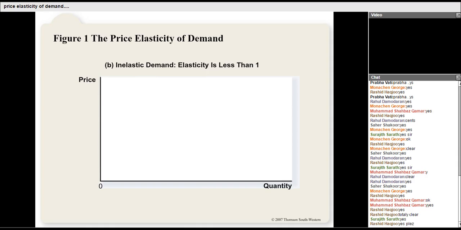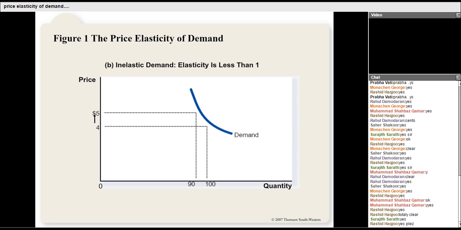See, the price elasticity of demand. Now, inelastic demand is less than one. When you calculate, exactly what will happen, the result will be less than one. If you want to do the calculation now, you can do it. See that this is the inelastic demand, elasticity is less than one.